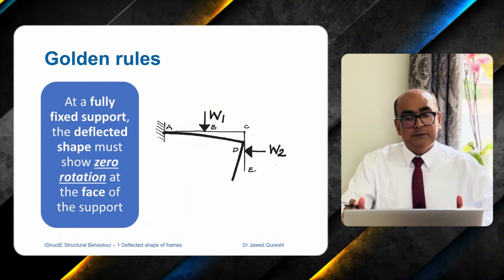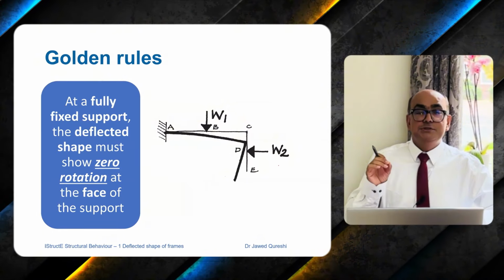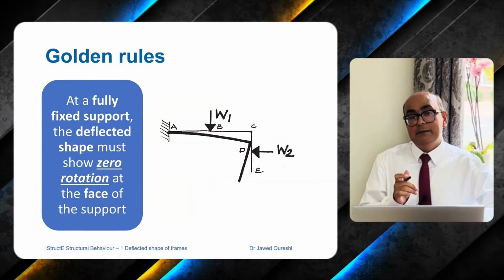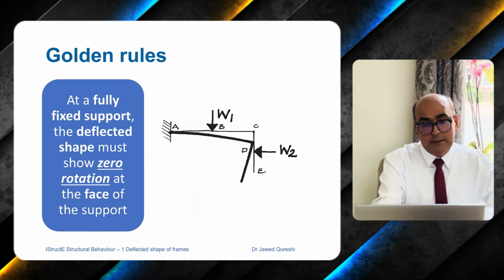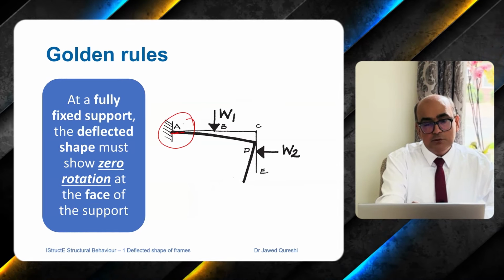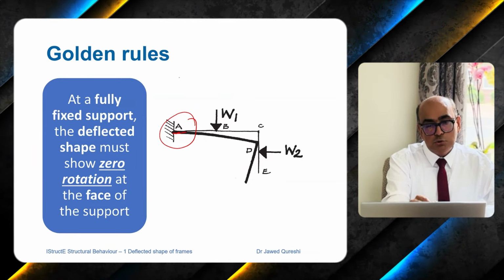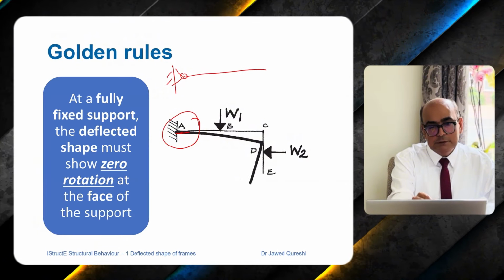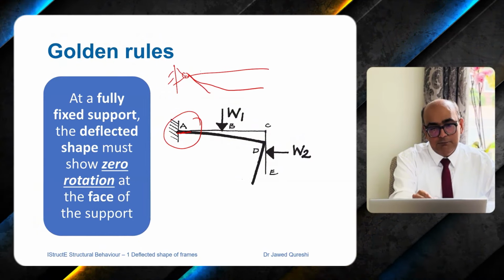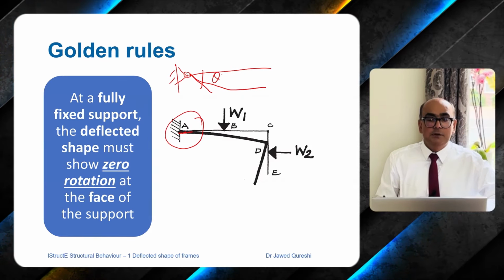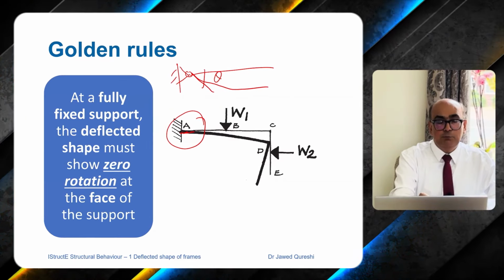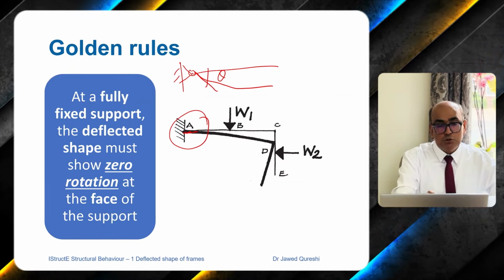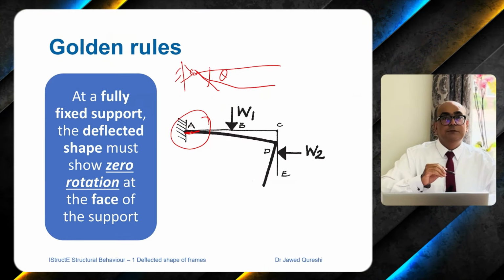And at a fully fixed support, the deflected shape must show 0 rotation at the face of the support. So it means that there is no rotation. When it is deflecting, it is completely connected over here. There is no rotation shown. If it was a pin, then you will see that rotation will happen. There will be some degree of rotation, but because it is fixed, whenever you are plotting a deflected shape or form, then you will show 0 rotation at the face of the support.